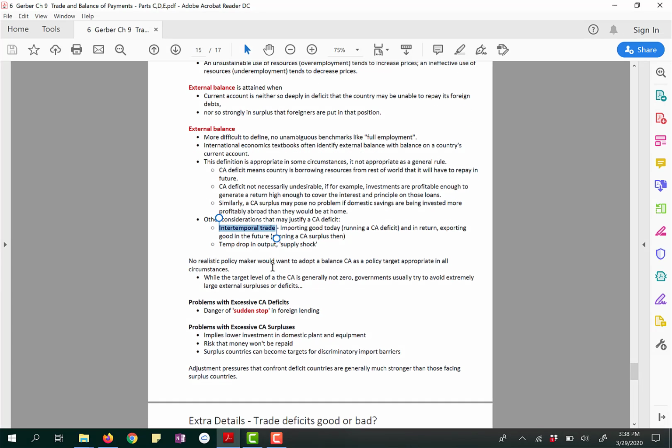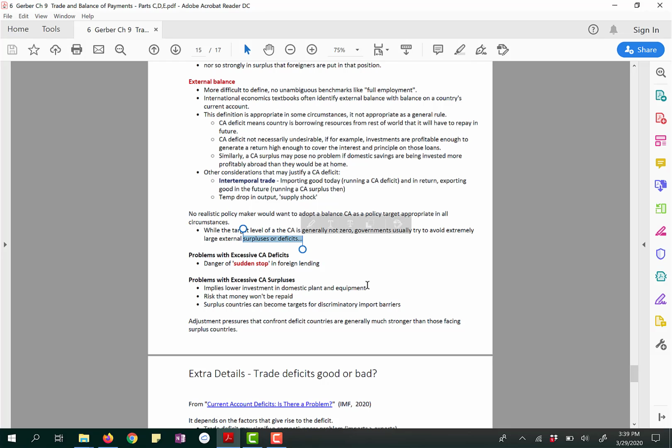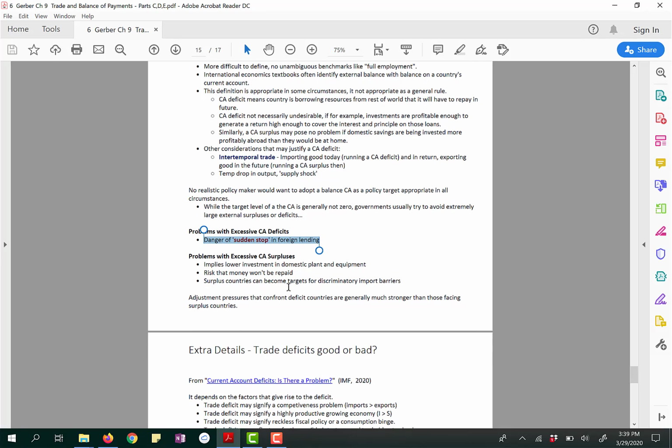No realistic policymaker would want to adopt a policy target to balance the current account at all times. So while the target level of the current account is generally not zero for most countries, governments do try to avoid extremely large surpluses and extremely large deficits. As we've said, the biggest danger related to an excessive current account deficit is the danger of a sudden reversal in capital flows, capital flight, or sudden stop.